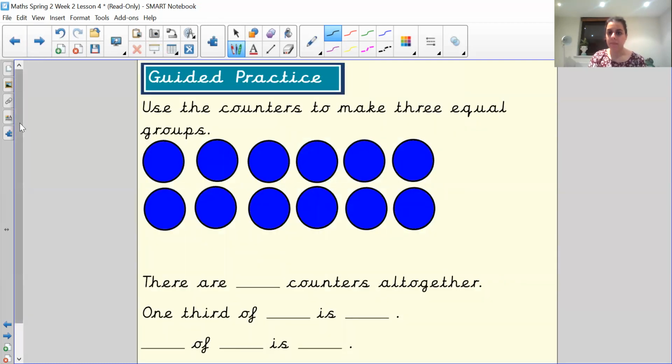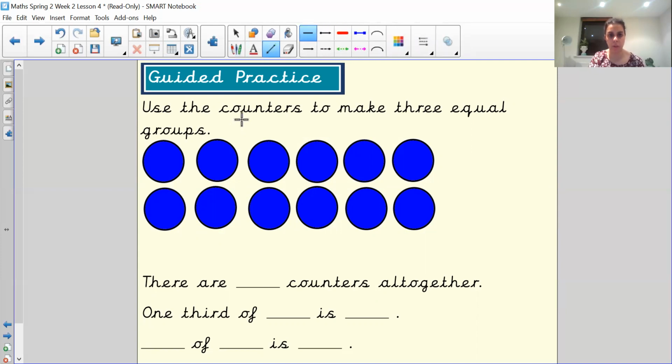Use the counters to make 3 equal groups. So we have got 1, 2, 3, 4, 5, 6, 7, 8, 9, 10, 11, 12 counters. And we need to make 3 equal groups. Now I can do that by drawing a line down the middle. So I'm going to draw a line here, and I'm going to draw a line here. And I can see that I've got 1, 2, 3, 4, 1, 2, 3, 4, 1, 2, 3, 4. So I've got 3 equal groups.